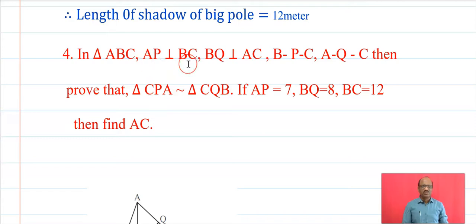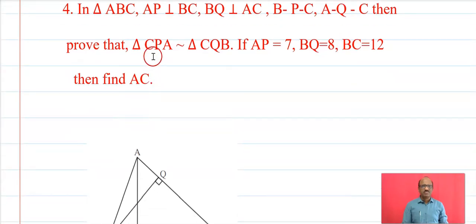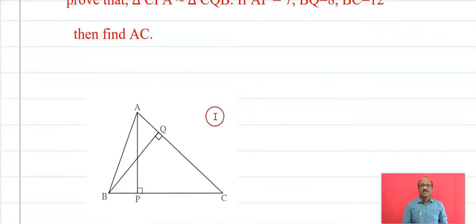AP is perpendicular to BC, BQ is perpendicular to AC, and P is in between B and C, Q is in between A and C. Then prove that triangle CPA is similar to triangle CQB. If AP is equal to 7, BQ is equal to 8, BC is equal to 12, then find AC.